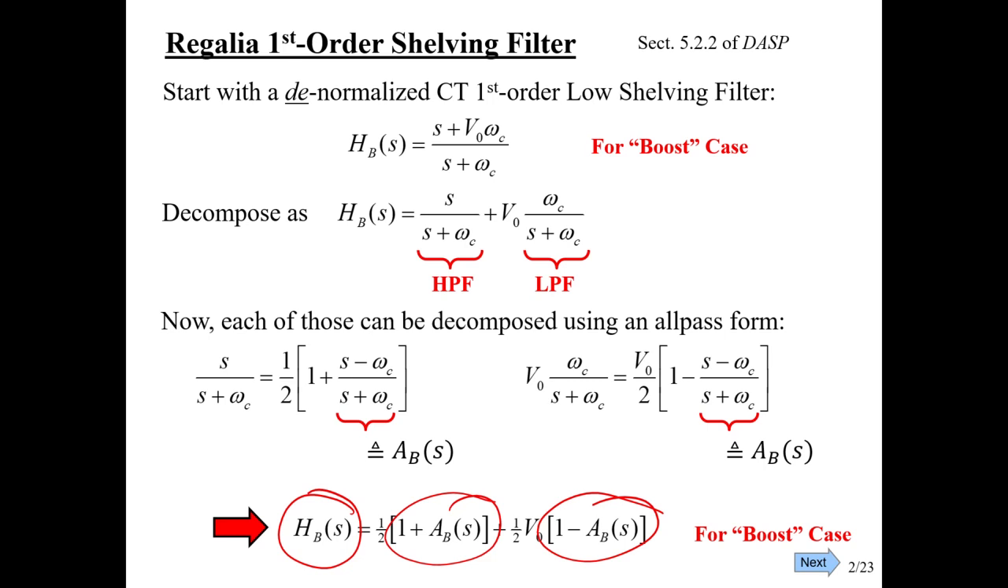Now, if we look at that, it looks like we need to build two different all pass filters, but it turns out that with a little bit of algebra, we can actually see how this just gets shared between the two different parts of this. And so before we see that, let's do the same thing for the cut case.